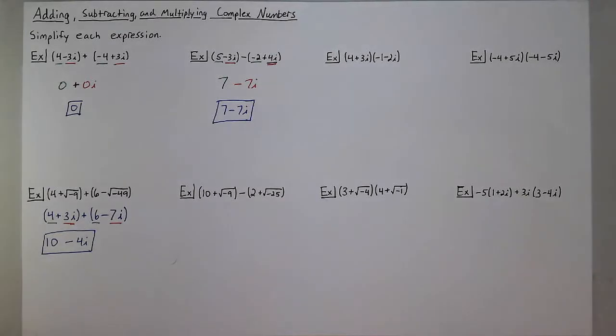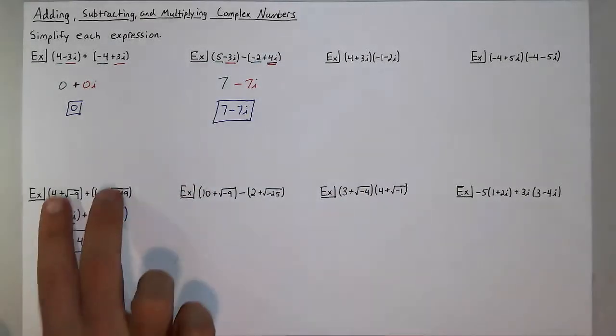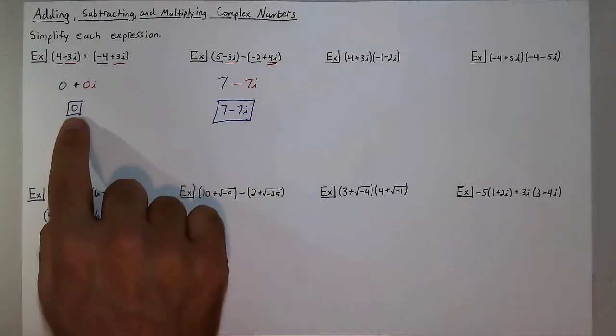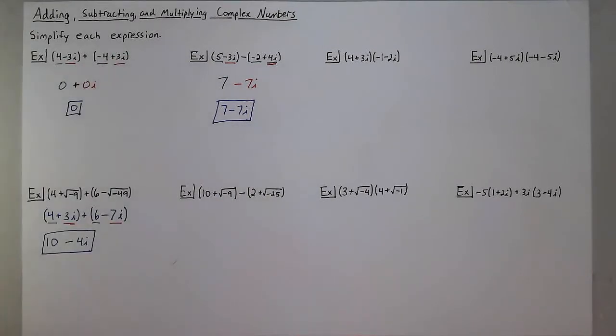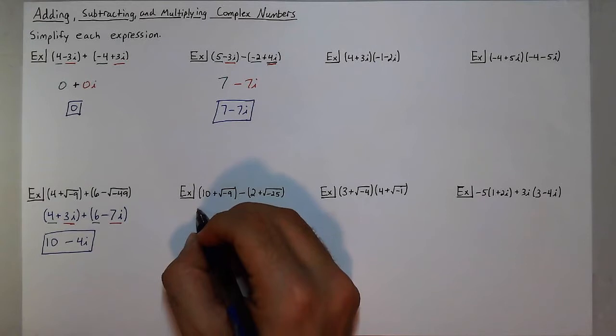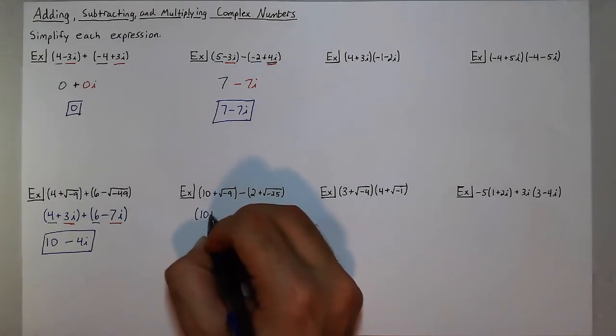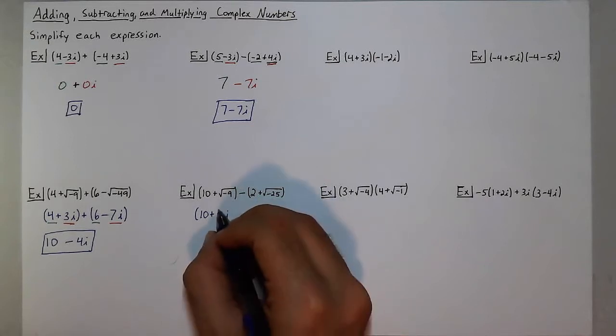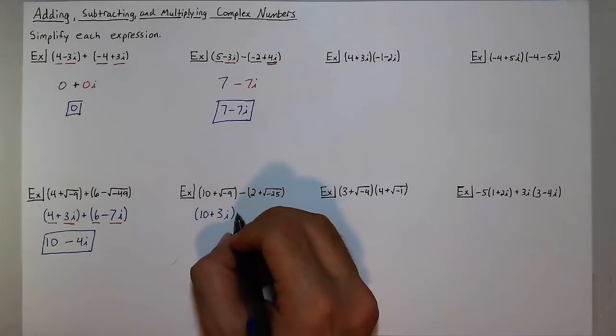So oftentimes when you add or subtract complex numbers, you still end up with a complex number, or sometimes it becomes real and the imaginary parts cancel. But it's all about combining those like terms. So for our next one, we have those square roots again. So I need to rewrite this as 10 plus the square root of -9, which will be imaginary, the square root of 9 being 3. So I get 10 plus 3i.